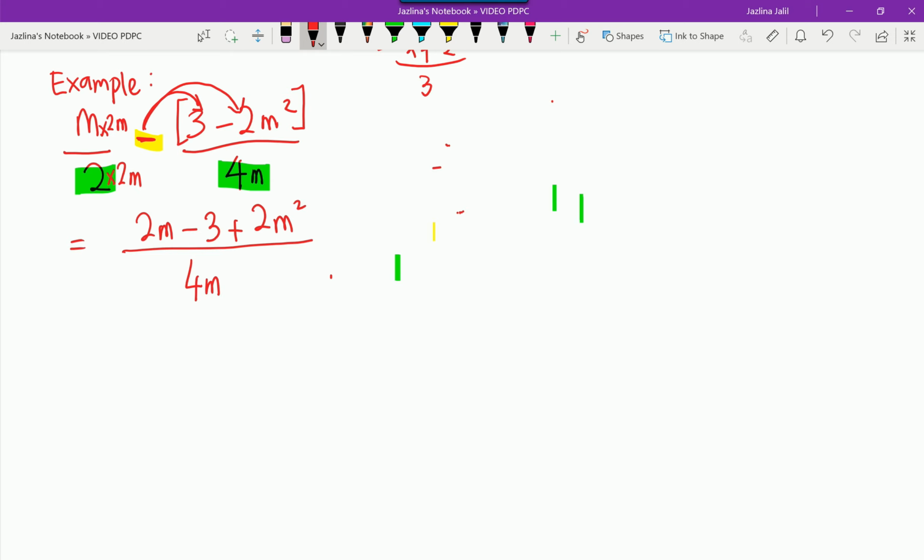And then you can solve it. It will be 4m square minus 3 over 4m. Now can it be simplified? No, it couldn't be, because if you want to simplify, you have to factorize out the numerator first. But for this question, you cannot factorize out anything, so don't simplify. This is the simplest form.